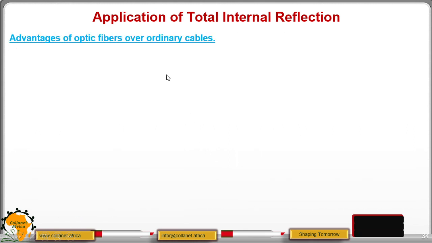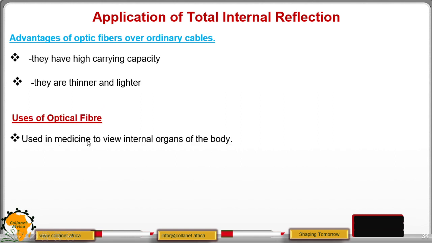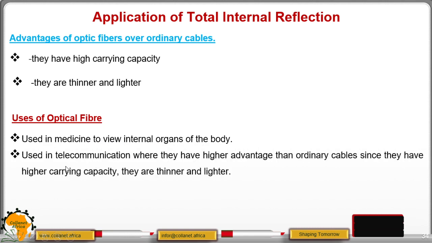Then from there, we need to look at advantages of optical fibers over ordinary cables. Now, one, they have a higher carrying capacity, and number two, they are thinner and lighter. Then we look at the uses of optical fiber. One, they are used in medicine to view internal organs of the body. And number two, they are used in telecommunication where they have a higher advantage than ordinary cables. When we talk of ordinary cables, we are talking about the copper cables and any other cable. They have an advantage because they have a higher carrying capacity, and again, they are thinner and lighter.